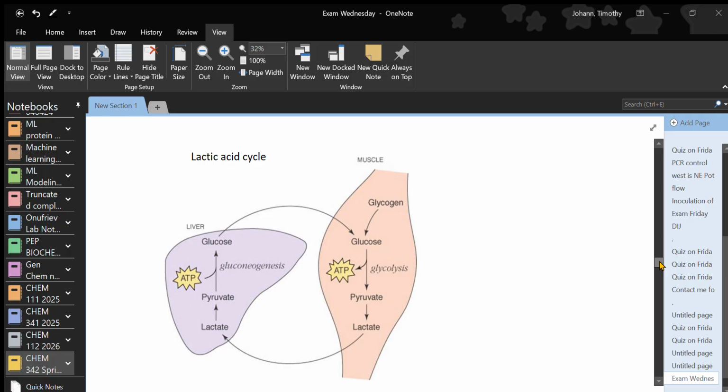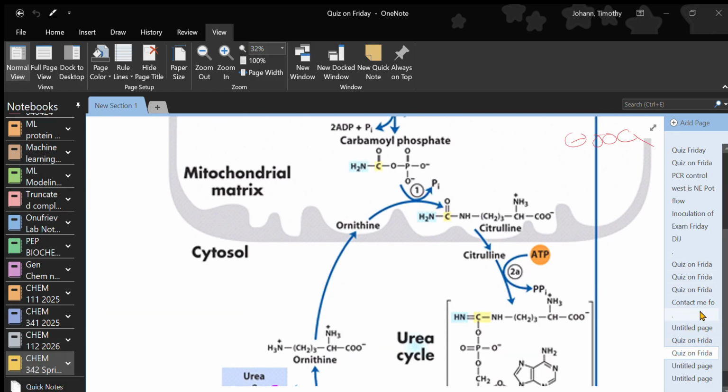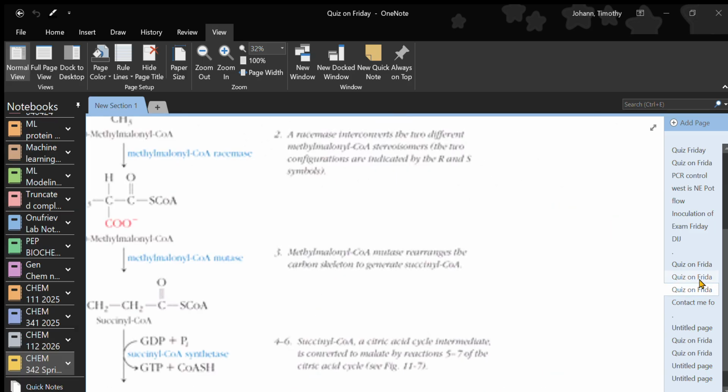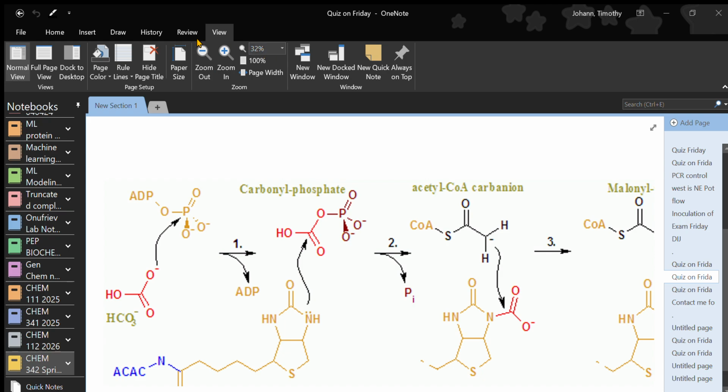Any other questions? I have one question about biotin. The structure of it. Yep. So we have to list the structure, the loaded and unloaded. Where is the loaded and unloaded? It is where we talked about malonyl CoA. It's right here.